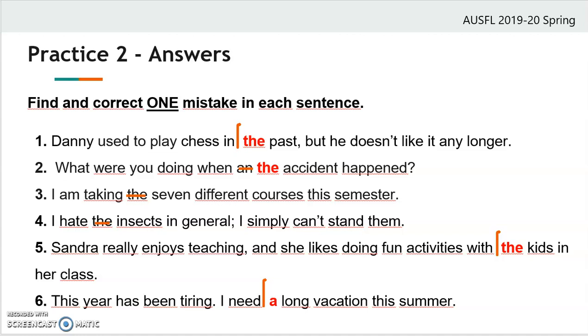Sandra really enjoys teaching and she likes doing fun activities with kids in her class. Before kids here, we should use the because the speaker talks about the kids in her classroom, a specific group of kids, a particular group of kids, not kids in general, not all kids in the world.